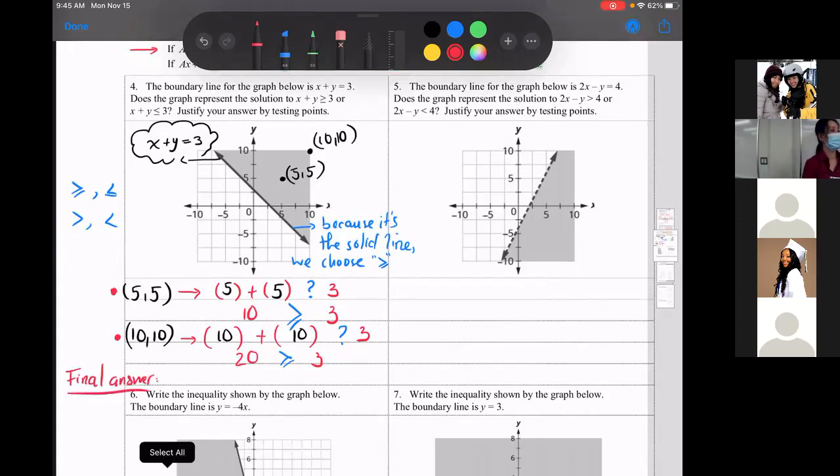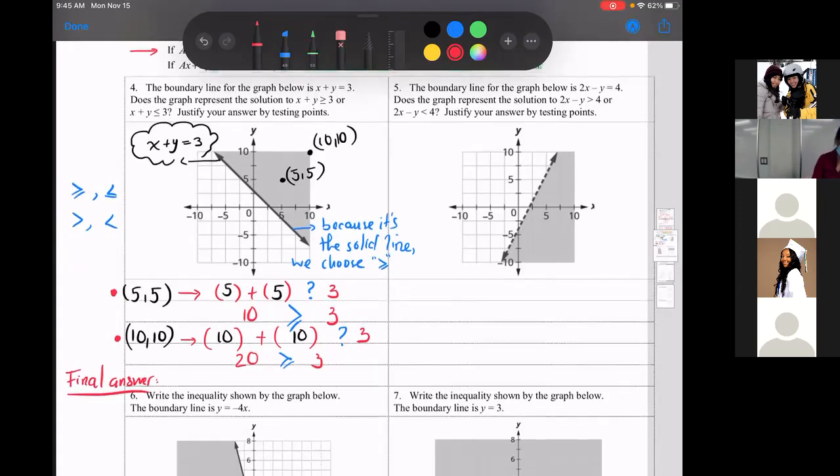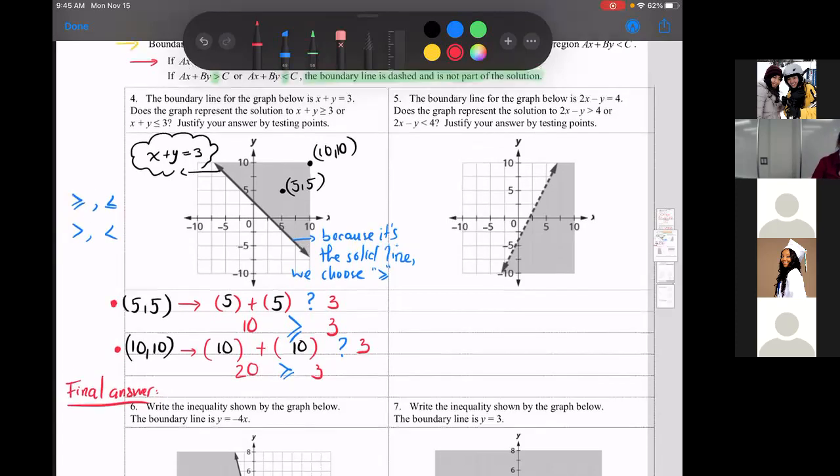I can conclude that, which graph is going to represent the solution? Which one? Let me circle in red. This one or this one? Let me highlight right here. The first one or the second one? The first one, right? Because it's greater than or equal to 3. So my final answer is going to be x plus y greater than or equal to 3. Maybe I'll write that equal to in blue.